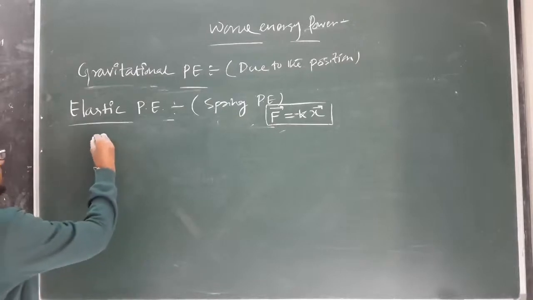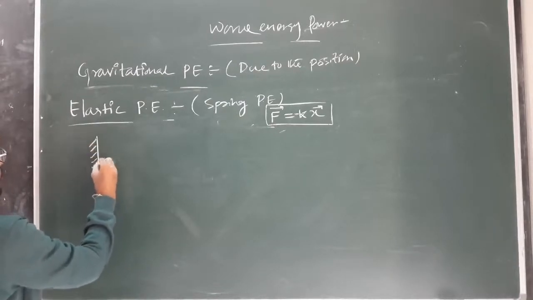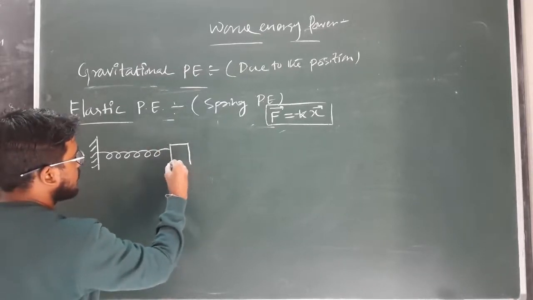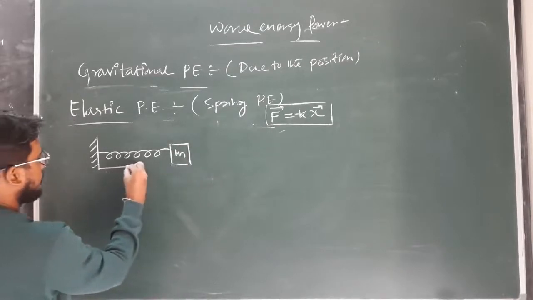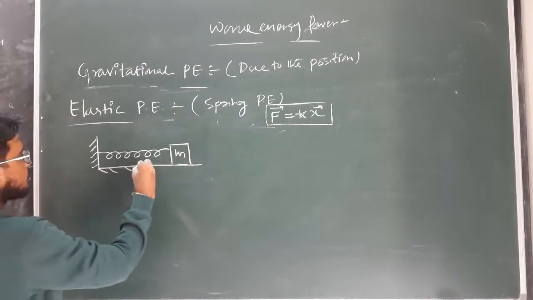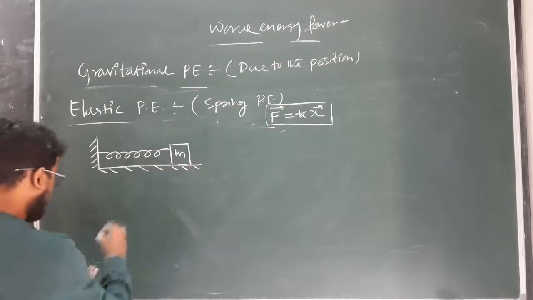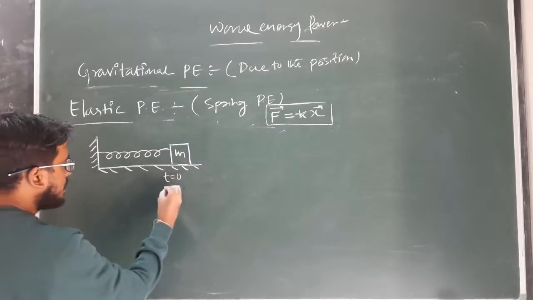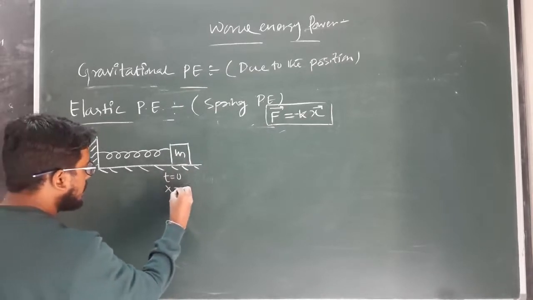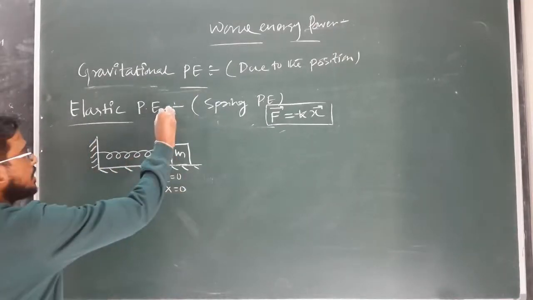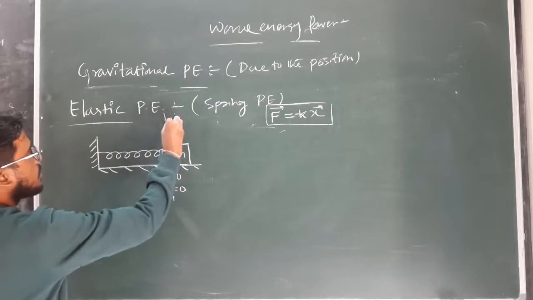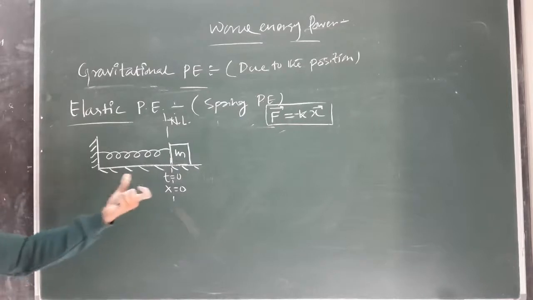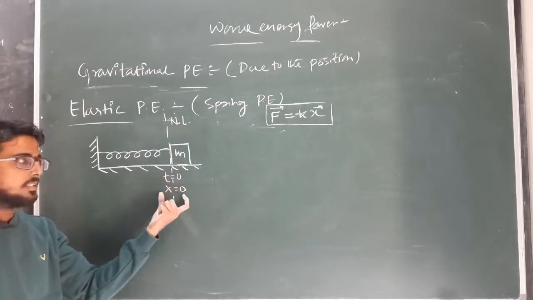So let's consider a spring. One end is fixed to a rigid support and a block of mass m is attached to the other end, and it is moving on a smooth horizontal surface. Okay, at t equal to 0, the displacement of the spring from its natural length is considered as 0. That means this length is known as the natural length of the spring. So here there is no restoring force acting on the spring, as the spring remains at its natural length, clear?